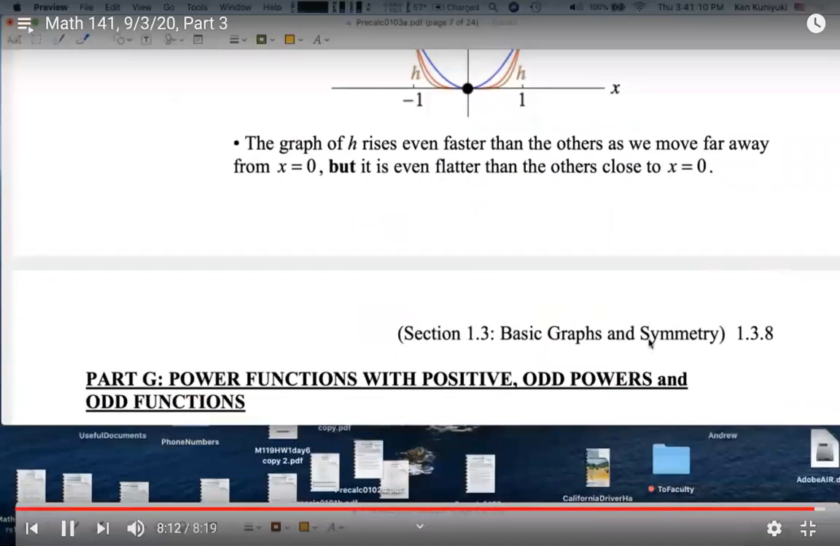Next up, how do we deal with y equals x to the 3rd, 5th, 7th, even 1st? Next time. Any questions thus far?